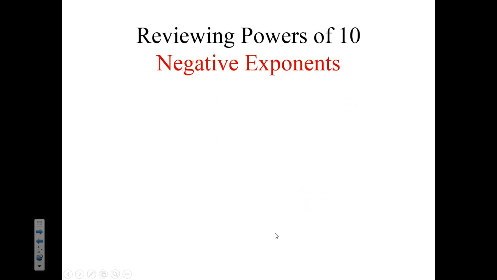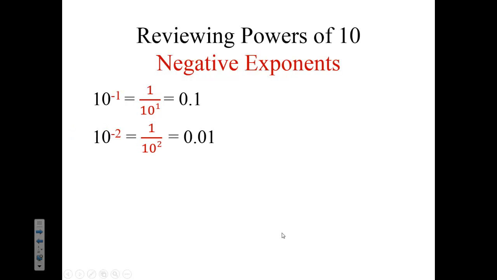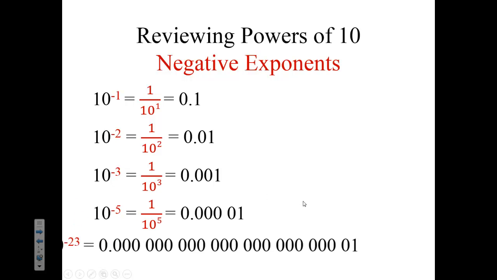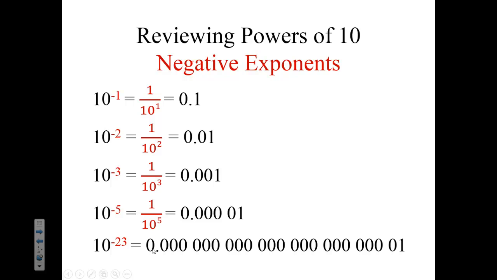But what if we're working with negative exponents? Well, negative exponents really mean 1 over that number raised to the exponent. So 10 to the negative 1 is 1 over 10 to the 1. 10 to the negative 2 is 1 over 10 to the 2. This would be 1/10, or 0.1, 1/100. 10 to the negative 3 is 1/1000th. 10 to the negative 5 is 1/100,000th, and I don't know if there's really a name for that, but that's a really small number.